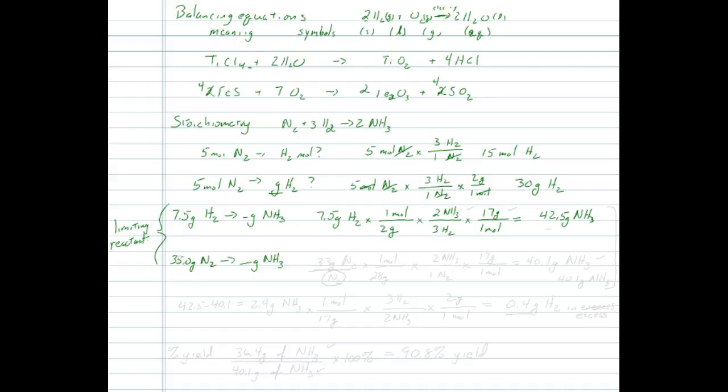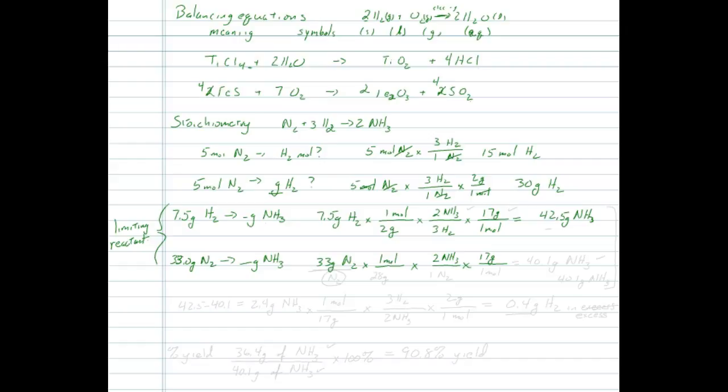I said 35, it should be 33. So 33 grams of nitrogen. And as I said before, these are 3-step problems. And on top, if you're going to convert to the same thing, the top is going to be the same. So it's going to be 1 mole, 2 NH3, 17 grams. On limiting reactants, you always have to convert it to the same thing.